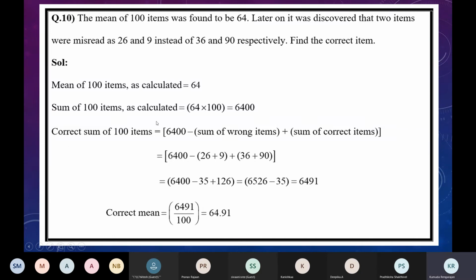26 plus 9 is the sum of the wrong items. You can also do 6,400 minus 26 minus 9 plus 36 plus 90. Just take away the incorrect values, minus 26 minus 9, and add the correct values, plus 36 plus 90.